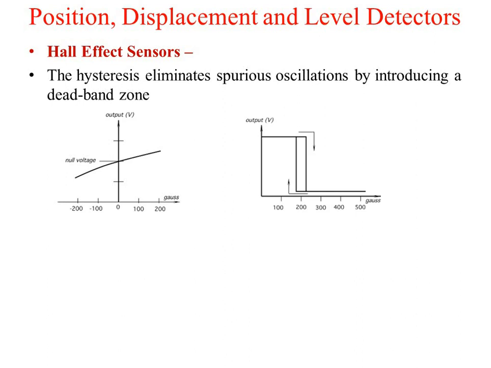And the first graph shows the principle of the linear type of Hall effect sensor, and the second is of the threshold type of Hall sensor. Okay, so this is called a hysteresis. This is a hysteresis or dead zone band.